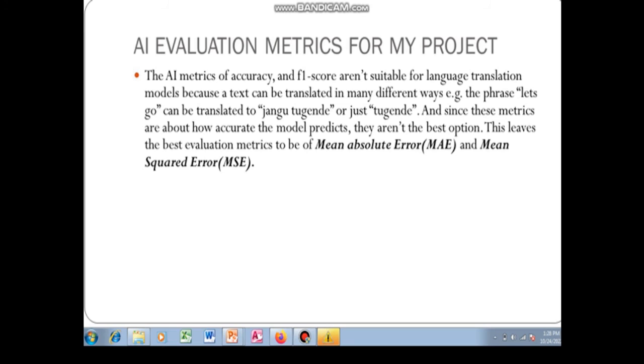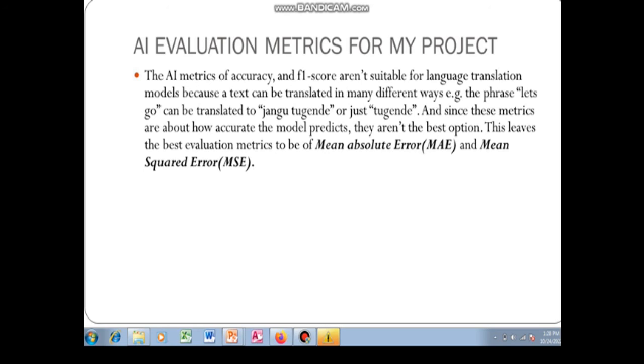AI evaluation metrics for my project. The accuracy and the F1 score are more about how accurate your prediction is. And remember, for language translation, this accuracy varies. For example, saying "let's go" could be "Jangu tugende" or just "tugende". So accuracy and F1 score will be saying that "tugende" is not the same as "Jangu tugende".